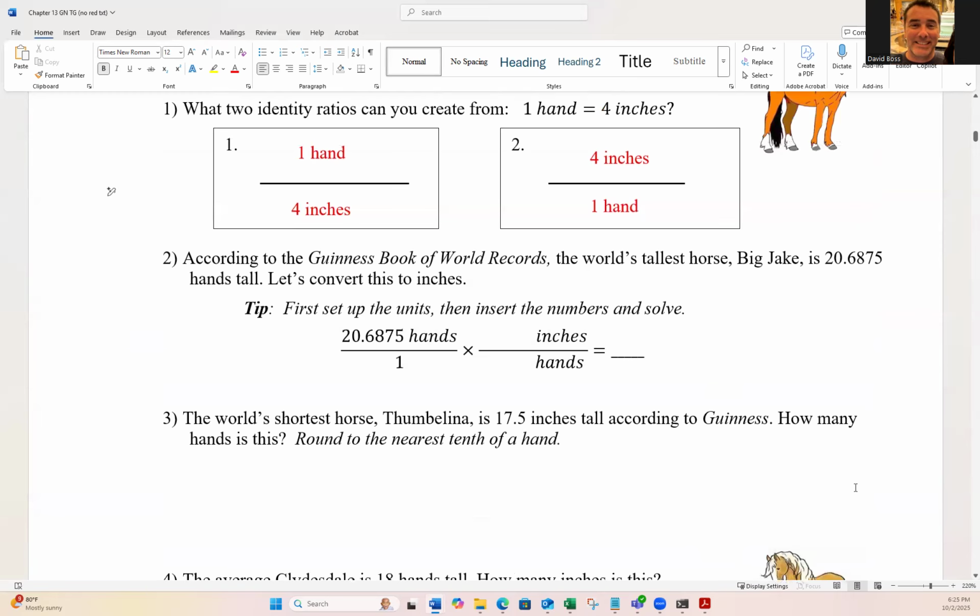According to the Guinness Book of World Records, the world's tallest horse, Big Jake, is 20.6875 hands tall. Let's convert this to inches. As you see, 20.6875 hands. We have 4 inches over 1 hand, which is this one right here.